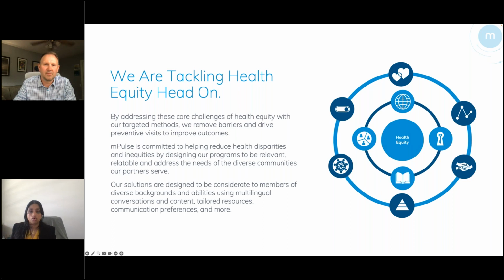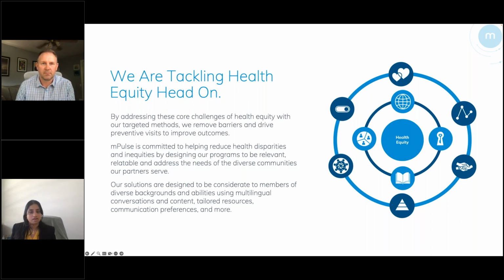By addressing these core challenges of health equity with our targeted methods, we're removing barriers to drive gap closure. And I think you saw that earlier with the results that Christian presented. We're doing some meaningful change that are really important in connecting patients with what they need to do. But we're also committed to continuing reducing disparities and inequities. We're always designing our programs to be relevant and relatable and ensuring that we're addressing the diverse communities that you are serving.